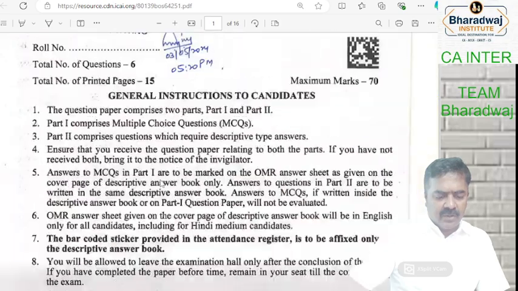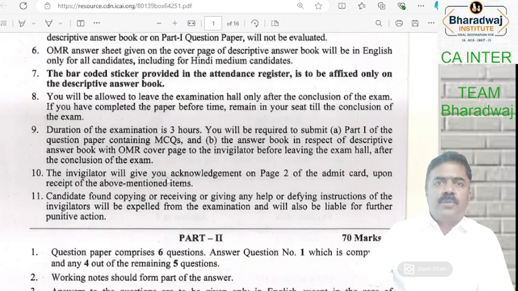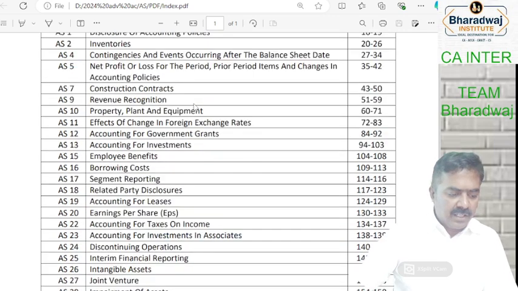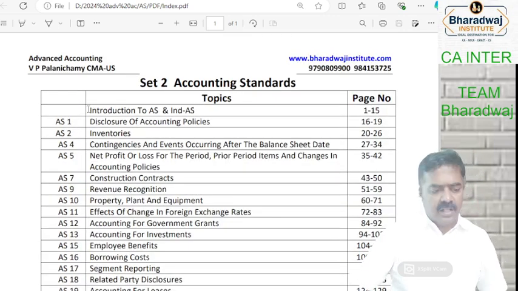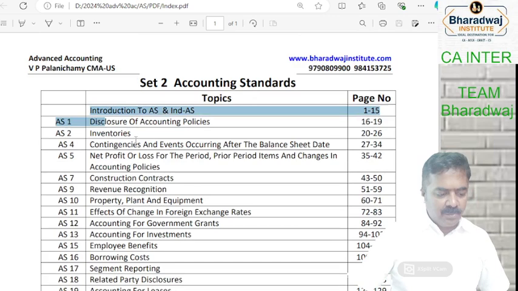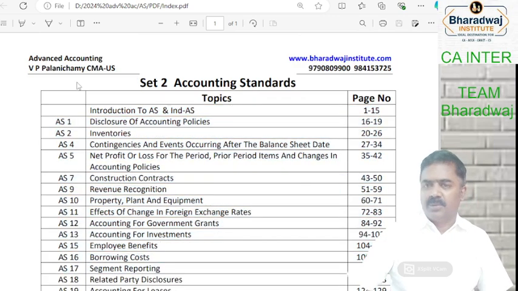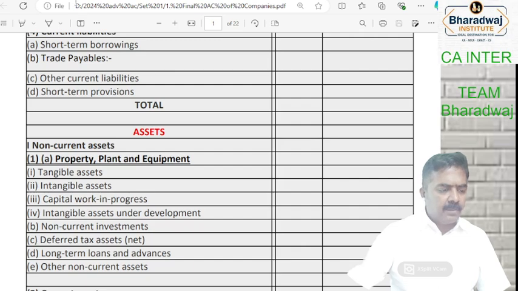You can find questions for about 40 marks. They test 30 to 40 marks from which material? Set 2 material. Set 2 material is full of which one? Accounting standards. I'm not an astrologer to predict which one will be tested in the exam. In Set 2 also, every area is important.